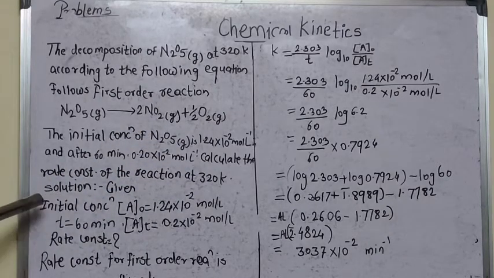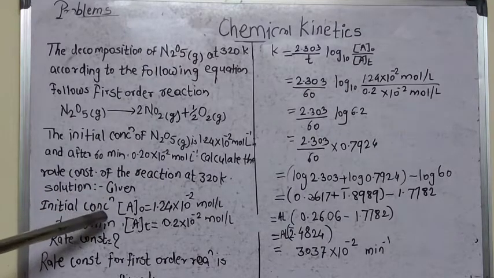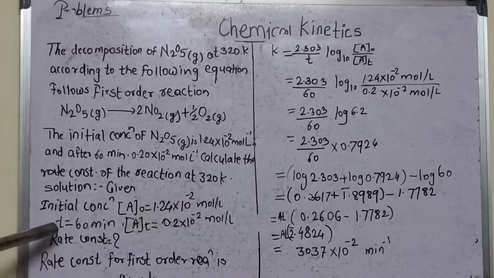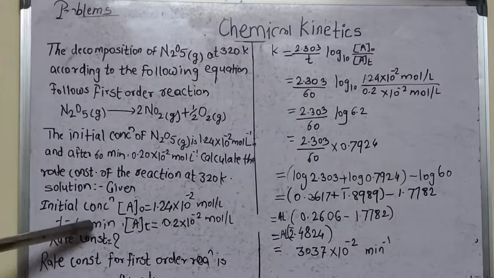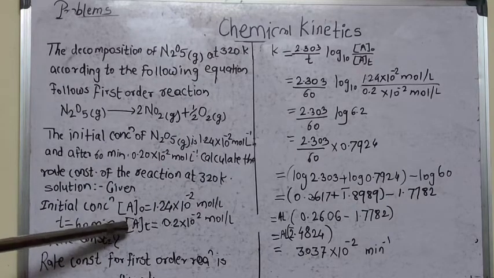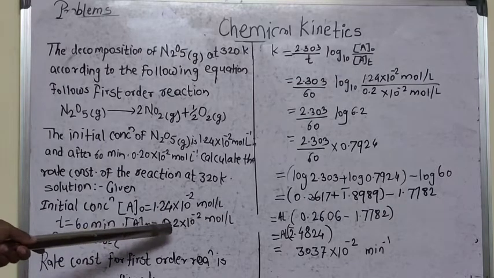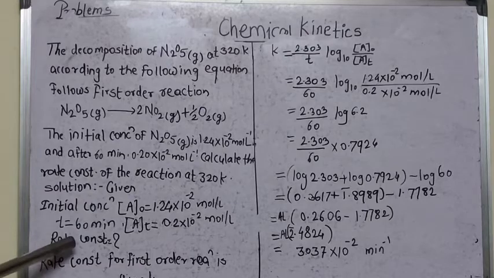So we are starting the solution. The values given are the initial concentration, denoted by A0, equal to 1.24 into 10 to minus 2 mole per liter. The time, that is after 60 minutes, so t equal to 60 minutes. After 60 minutes, the concentration is At equal to 0.2 into 10 to minus 2 mole per liter. So we have to calculate the rate constant, denoted by K.